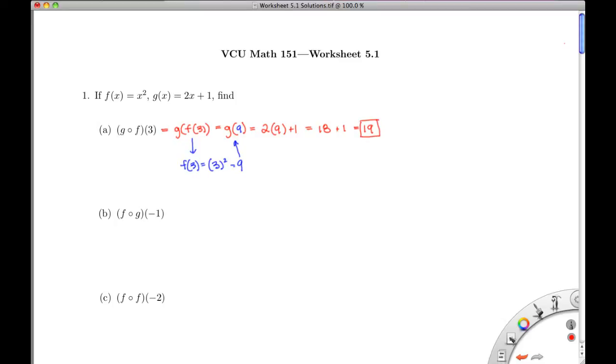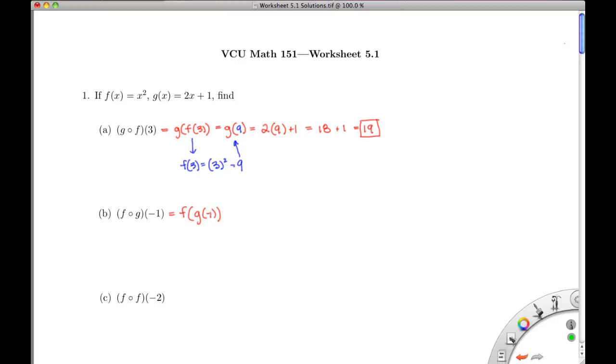So it helps, for all of these, to first think about the alternate notation and then just go ahead and do a little sidebar to get a value. Okay, so let's try B. So here we're being asked to find f composed with g when x is equal to -1. So we'll rewrite this as f of g of -1.